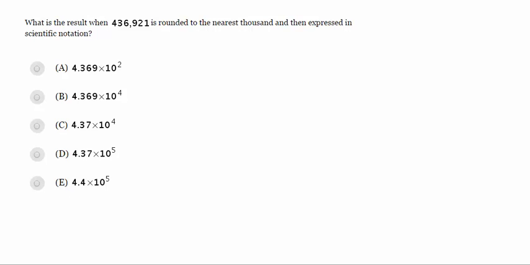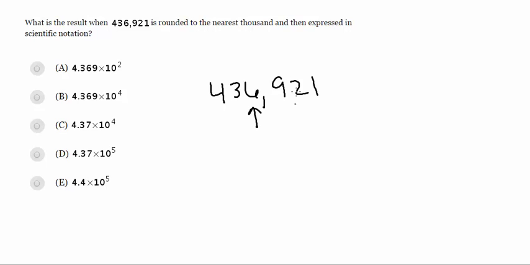So the first thing we want to do is round this number to the nearest thousand. If you remember, in 436,921 this number here is in the thousands place. So we want to look at the number to its right, and if that number is greater than 5, we round this number up 1, and if it's less than 5, we round it down 1. And I should also mention that it's actually greater than or equal to 5.